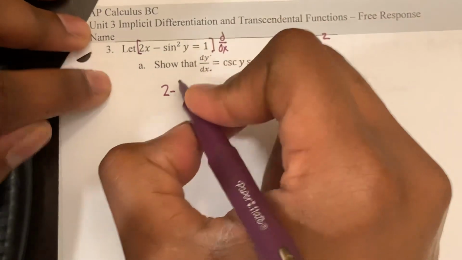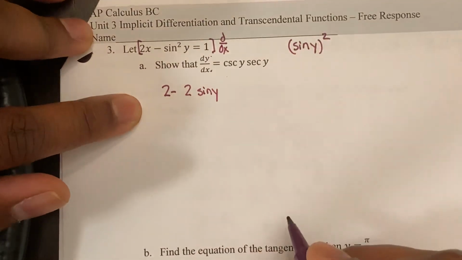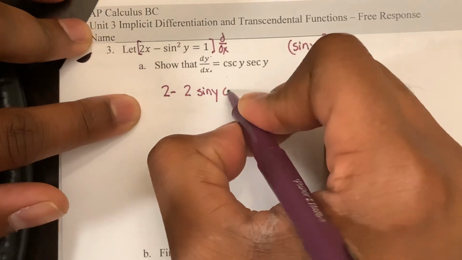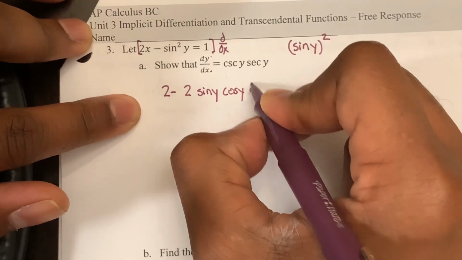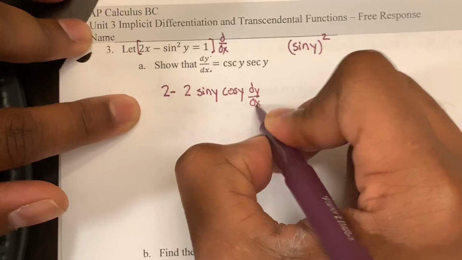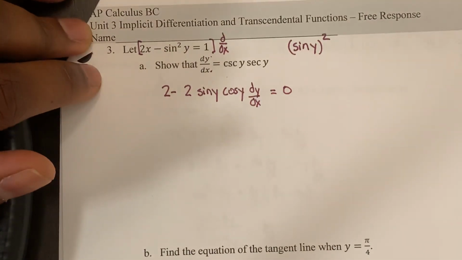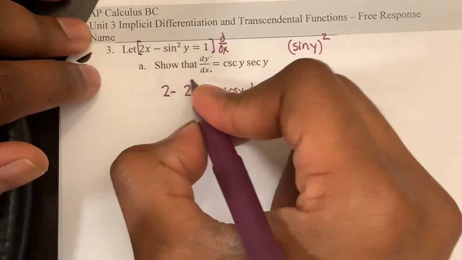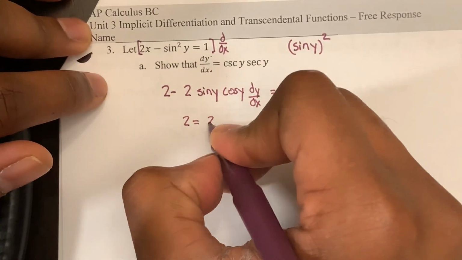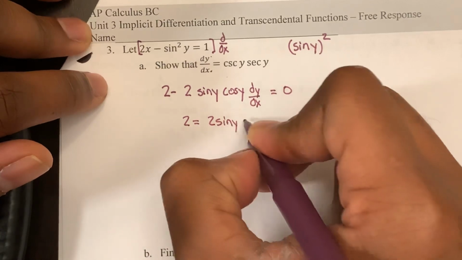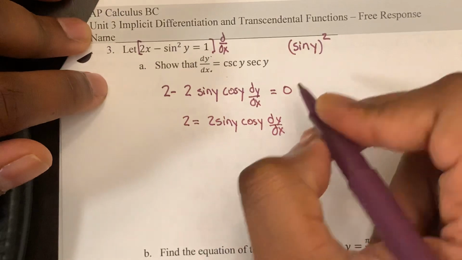And so we do the chain rule. So we're going to have 2 sine y to the first power times the derivative of sine y, which is cosine y, and then multiply by the derivative of the angle, which is going to give us dy over dx. That equals 0. So in the next step, we need to add all of this to the right. So we get 2 equals 2 sine y cosine y dy over dx.